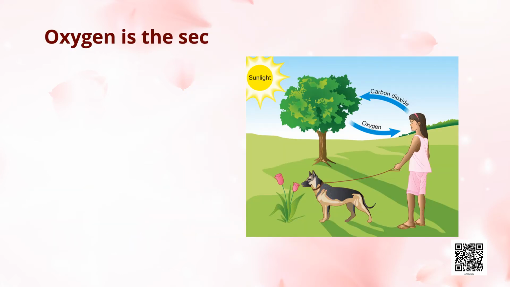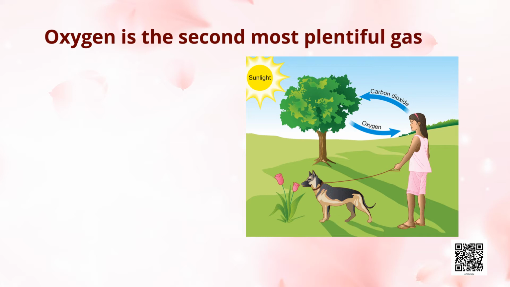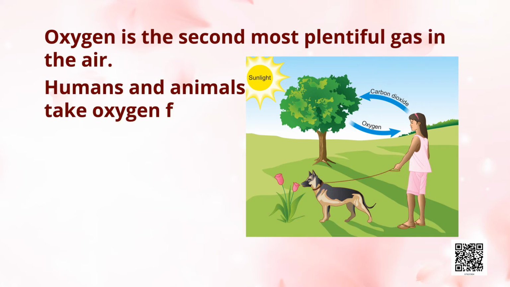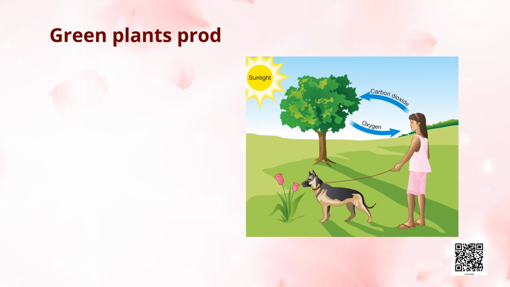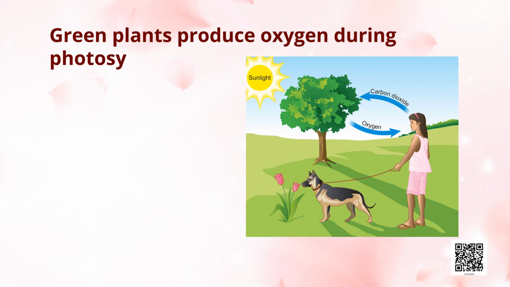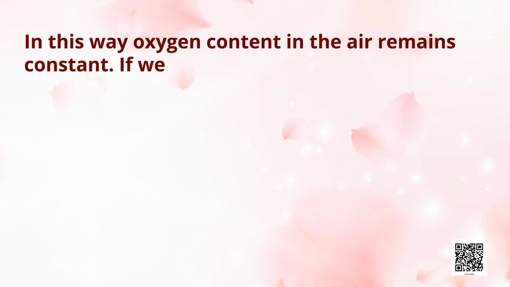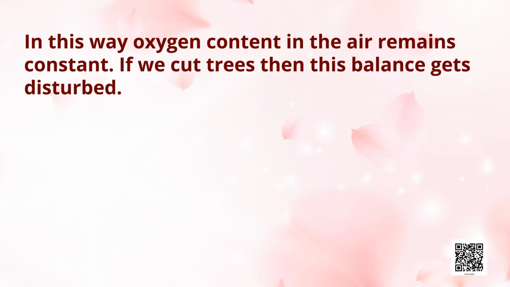Oxygen is the second most plentiful gas in the air. Humans and animals take oxygen from the air as they breathe. Green plants produce oxygen during photosynthesis. In this way, the oxygen content in the air remains constant. If we cut trees, then this balance gets disturbed.